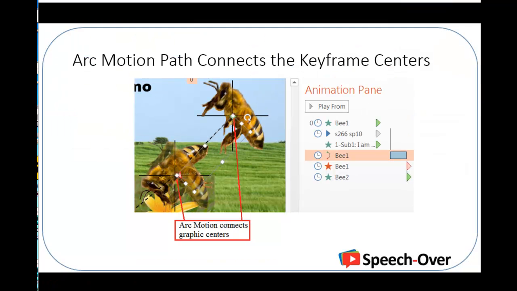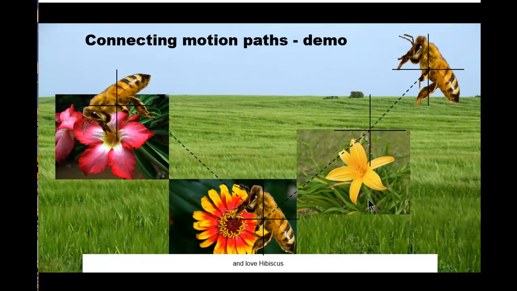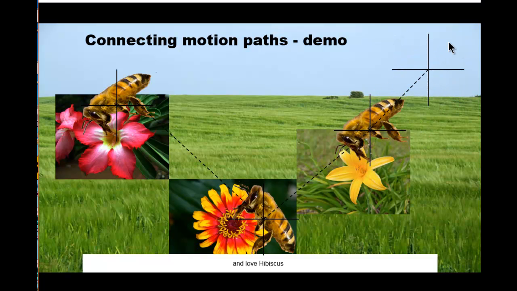Here's a diagram of the same thing. So the arc motion connects graphic centers, this one to this one. Now let's see the slideshow of how this looks like. I embody the bee. Okay, there you see the B exactly followed the motion path from the first to the second B.